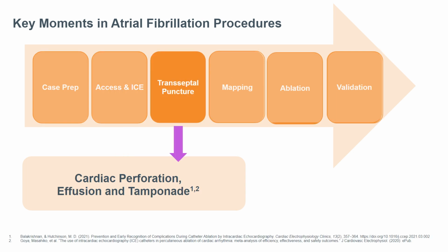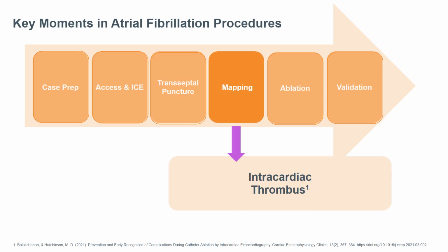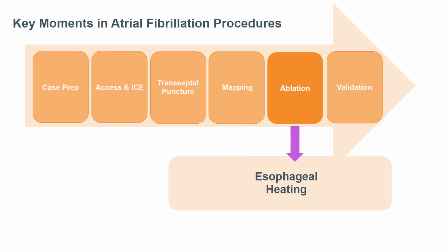During and following transseptal puncture, the use of ICE can decrease risk of severe cardiac complications, including cardiac perforation, effusion, and tamponade. ICE may help detect intracardiac thrombus and reduce the risk of embolic complications. During ablation, monitoring may determine esophageal heating.